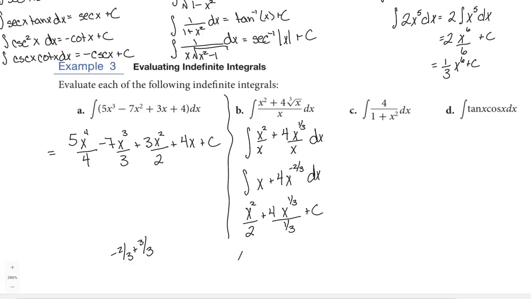And then we need to clean this up. So this is x squared over 2. When I divide fractions, I keep change flips, so I can think about multiplying by that reciprocal, which would be 3. So I'm going to get 1/2 x squared plus 12x to the 1/3 plus c.